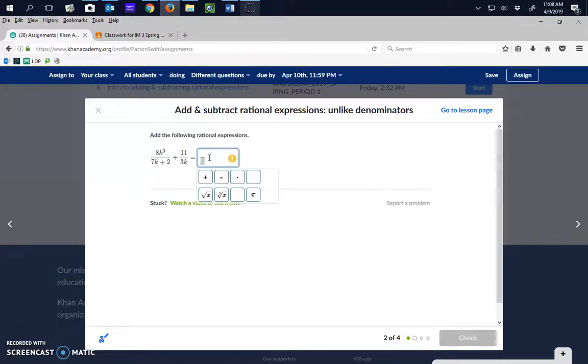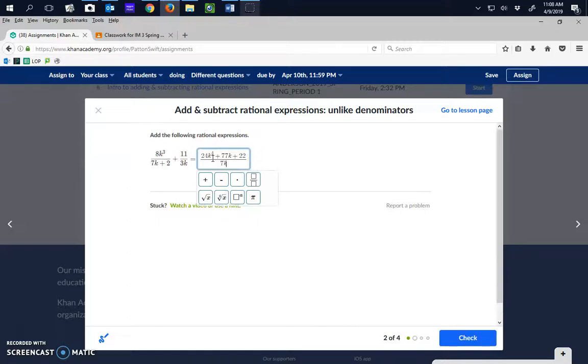24k shift 6, 4 plus 77k plus 22, down arrow, and then we're going to do 7k plus 2 parenthesis 3k. And there we go. Next question.